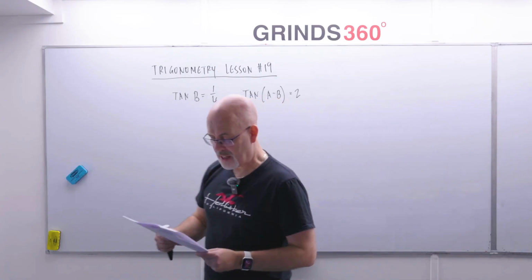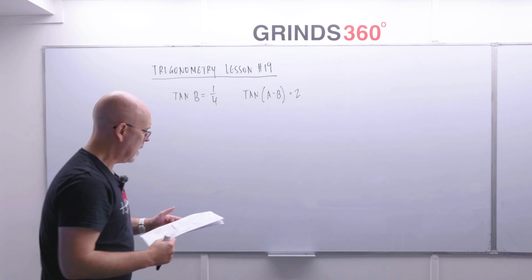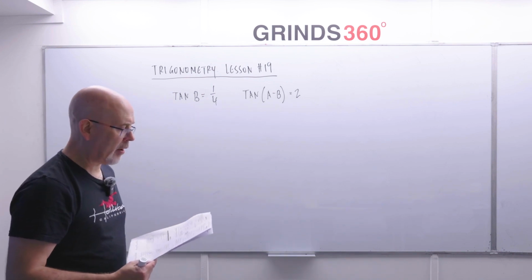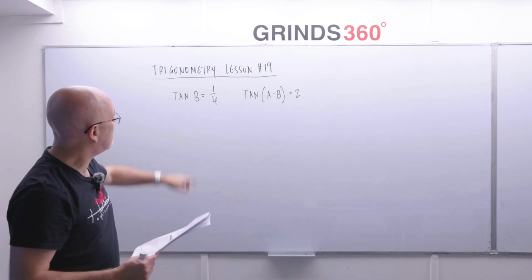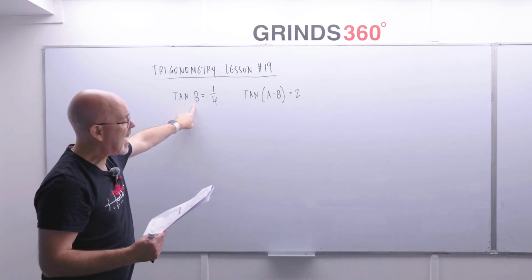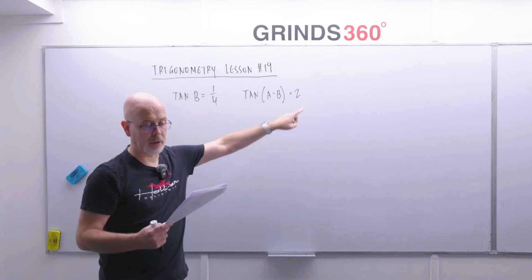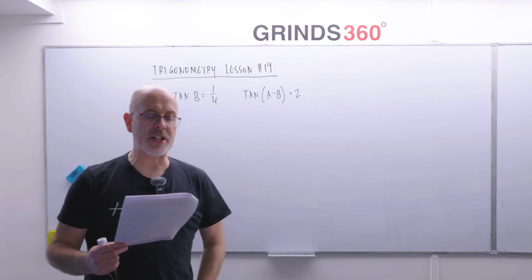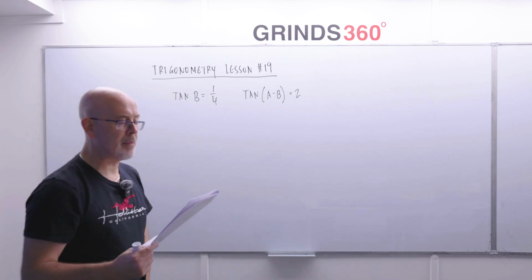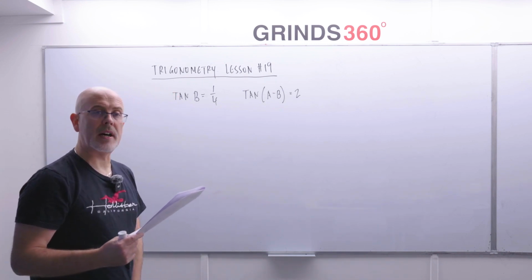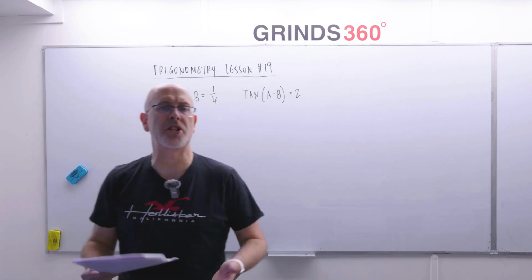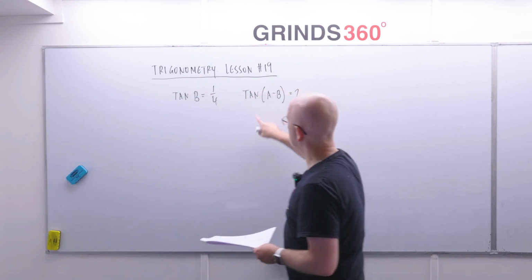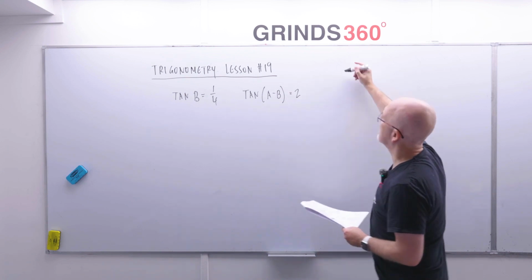Okay, so our second question is the one on page 292. We're told that A and B are acute angles, so they're both between 0 and 90, such that tan B is a quarter, and tan of A minus B is 2. We're asked to, without evaluating A or B, find tan A and find sine 2A. So first of all, finding tan A, we're going to use a formula that we've met already, because notice I know what tan A minus B is.